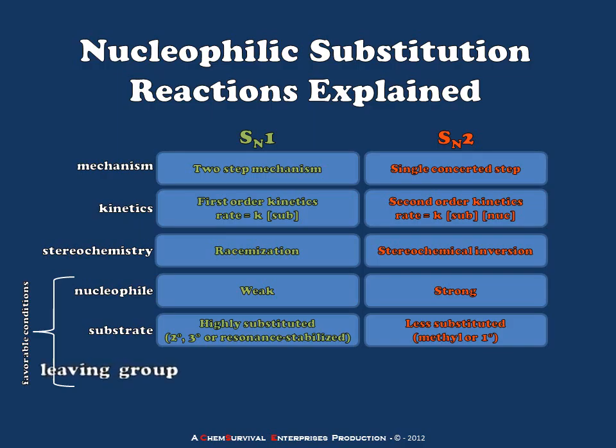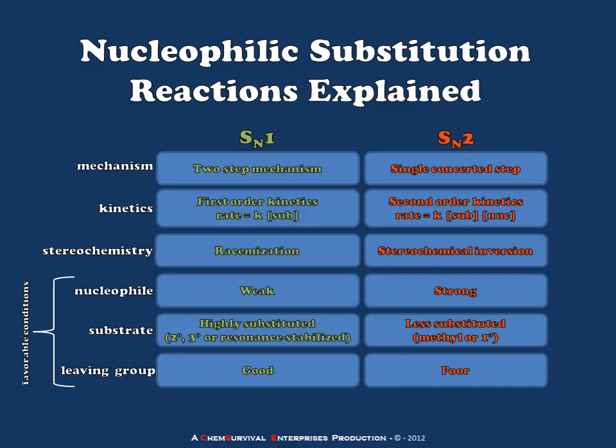And finally, the identity of the leaving group. In the case of SN1 reactions, a good leaving group is favorable because it is more likely to depart and become the more stable leaving group species before the attack of the nucleophile. Whereas in the SN2 reaction, a poor leaving group is more desirable because this leaving group is more likely to stay on the substrate until the nucleophile attacks, initiating its departure. So this is a basic overview of the SN1 and SN2 reaction mechanisms.